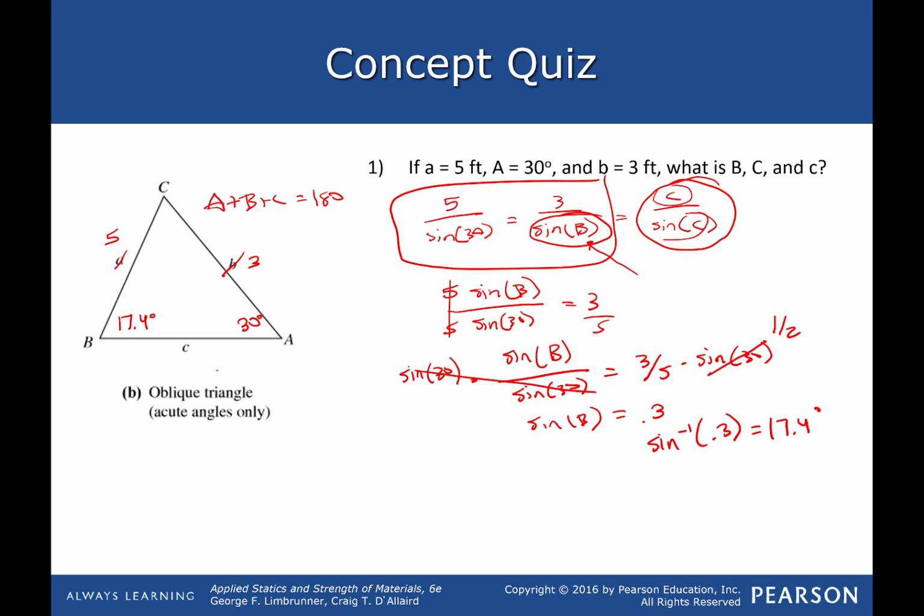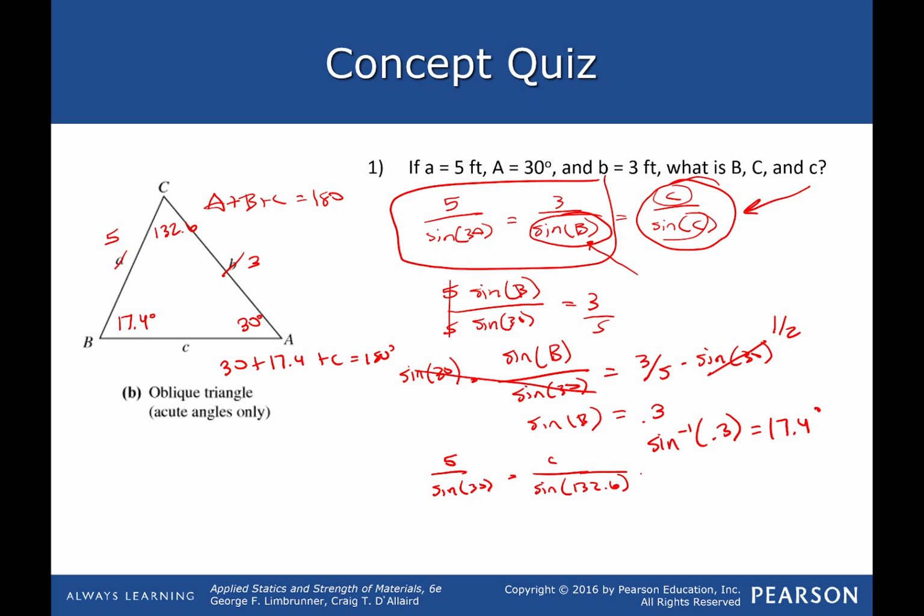So what I get then is that 30 plus 17.4 plus C is equal to 180 degrees. And so 180 minus 47.4 is 132.6. So this angle right here is 132.6. Okay. Now I can solve for this guy. So I'm going to write it down. I'm going to still use my first way I set up earlier. So 5 over sine of 30 is equal to C over sine of 132.6.